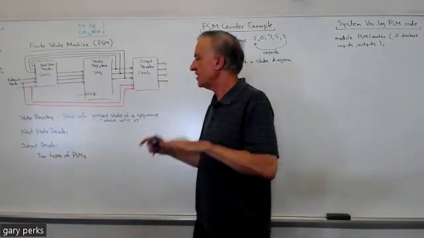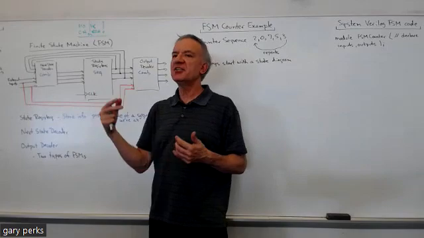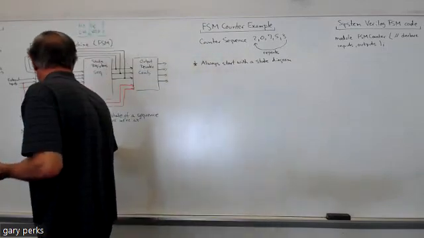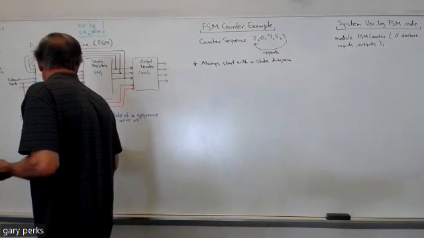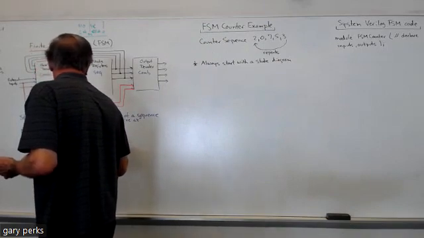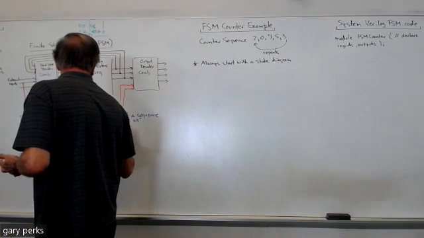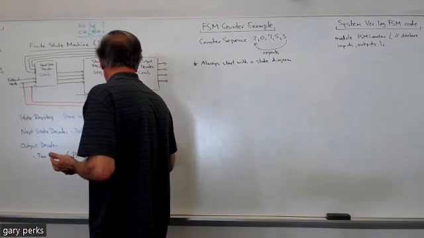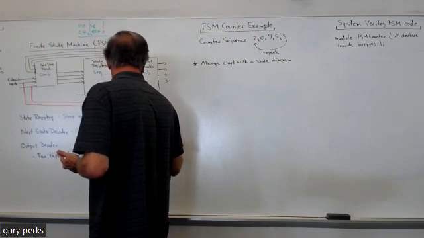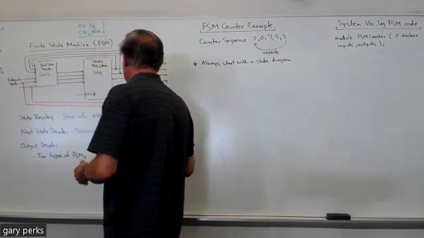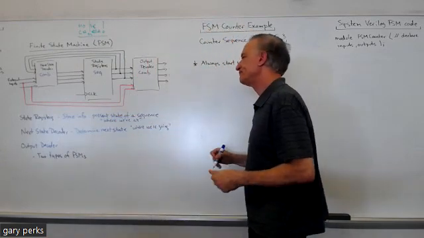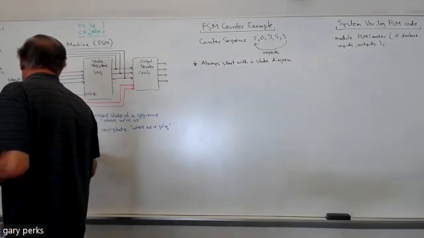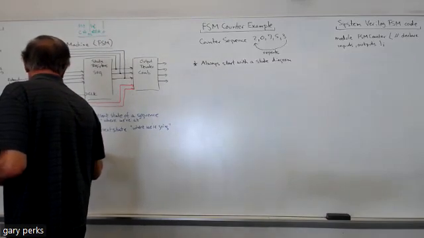The next state decoder, as the name implies, is going to determine where we're going. The next state is what it determines. And the output decoder, as the name implies, just determines your output.